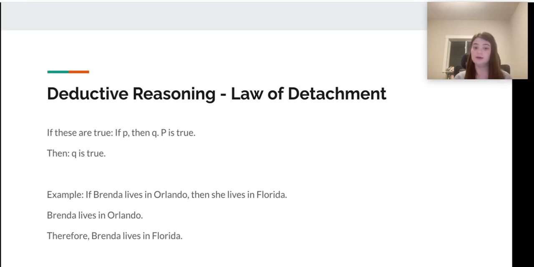So if Brenda lives in Orlando, then she lives in Florida, right? Which is absolutely true. If someone lives in Orlando, they live in Florida. Now, this next one says Brenda lives in Orlando. Assuming Brenda's not lying to us about where she lives, assuming she really does live in Orlando, then we can conclude she lives in Florida because we know that all people who live in Orlando live in Florida, right? Again, we can't be part of a certain city that's within a state and not be part of the state. That doesn't make sense, right? So there we go. There's an example of law of detachment.